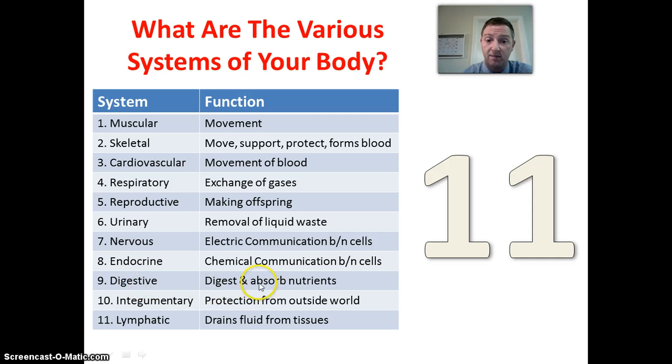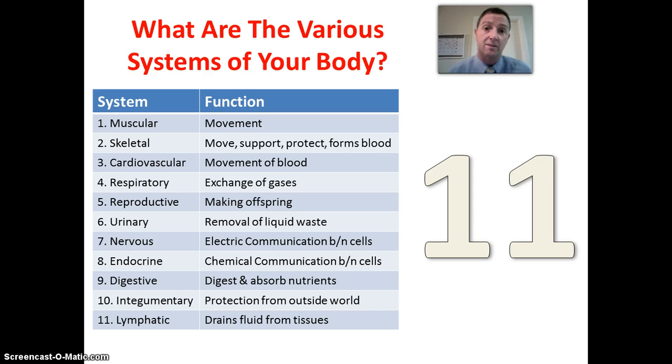You have your digestive system, okay, to break down, to digest your food and then absorb those nutrients. You have your integumentary system. What is that? It's your skin, all right? Protects you from the outside world. And last but not least, you have your lymphatic system. It's going to drain fluid from your tissues. Sometimes when you're sick, you check your lymph nodes to see if they're swollen. If they are, that means bacteria is getting drained along with the lymph fluid from your head, which means, oh, I'm fighting an infection. Okay.